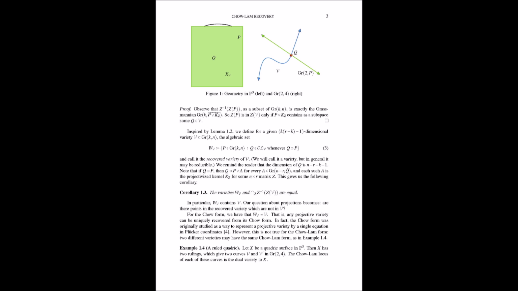Well, this has been an incredible deep dive into the world of Chow Lam recovery. We've covered a lot of ground, from the basics of the Grassmannian to these intricate Schubert arrangements and positroid varieties. It's been a wild ride through the geometry of these shapes and their shadows. And we've seen how this seemingly simple idea of reconstructing a shape from its projections can lead to some really deep and surprising mathematical results. It's a testament to the power of algebraic geometry and the beauty of these abstract structures.